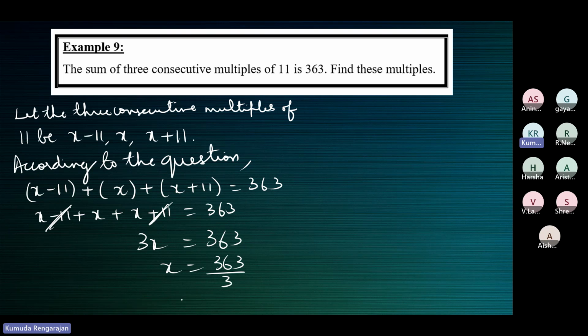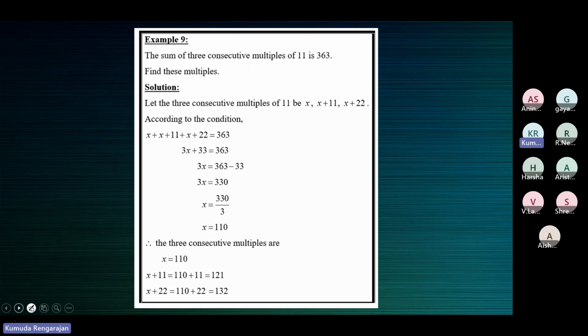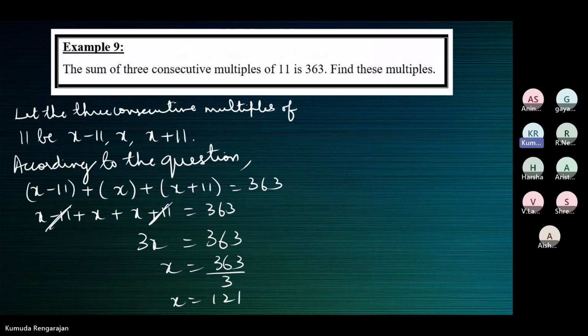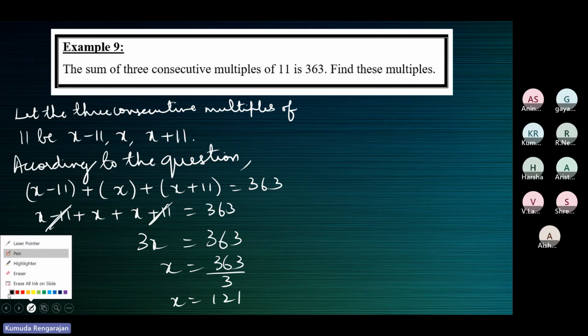Into 3 comes for division. So x is equal to 121. You will not get the same value of x. Here the value of x we got is 110. You will not get the same value of x here. The value of x will be different, but the three numbers you get will be the same.